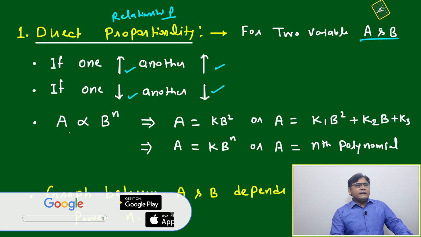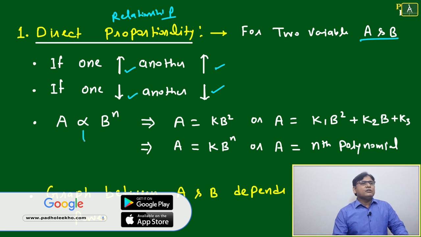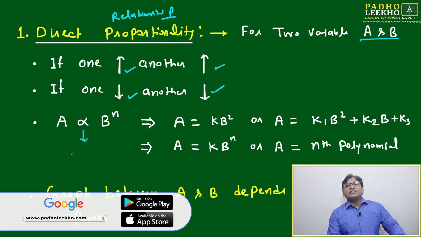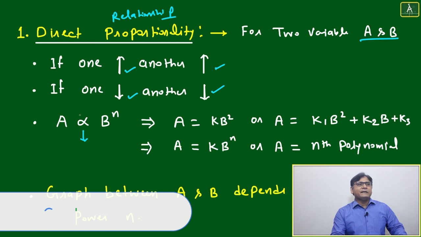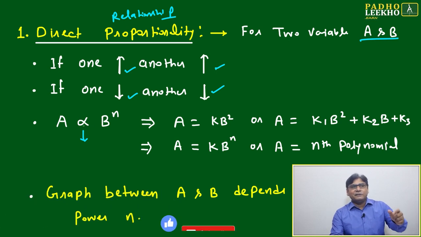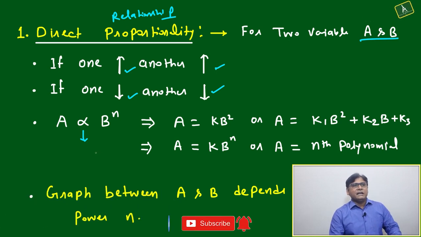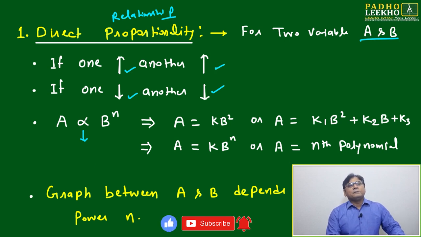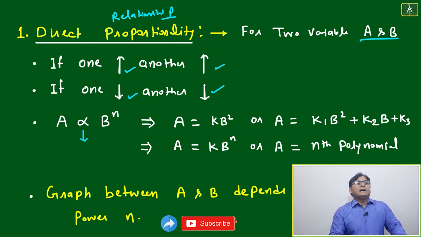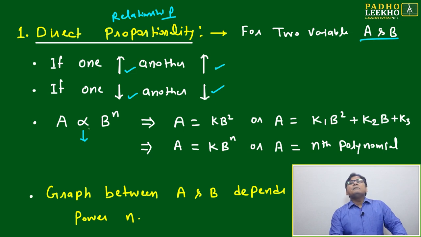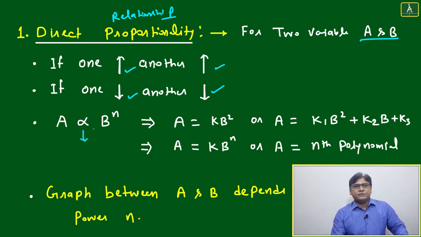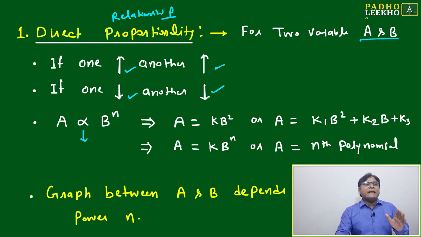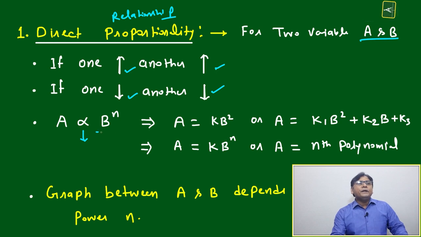Now, symbol wise, this is your symbol of direct relationship. If it is given anywhere, don't think it is infinity. It is just half of the infinity. Infinity will be like this. It is almost half of the infinity symbol. Anywhere this symbol will decide direct relationship. Then you can say A is directly related to B to the power n.